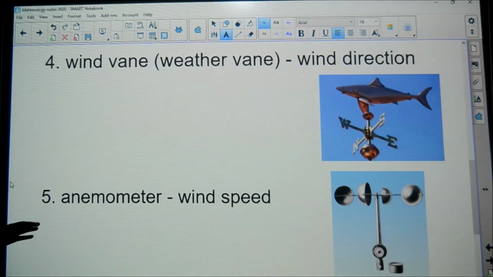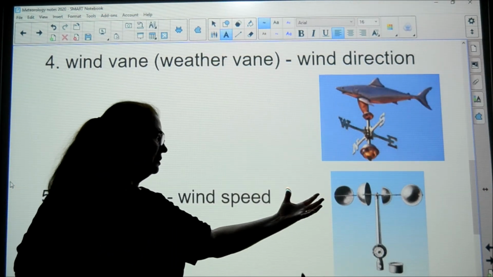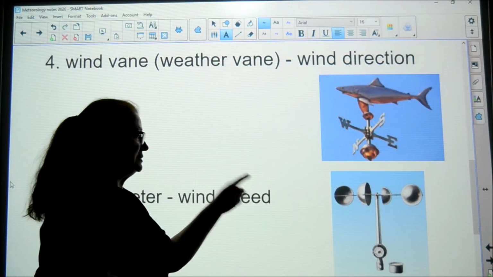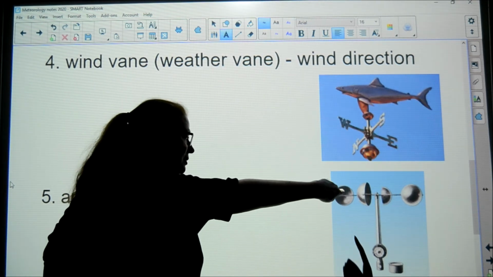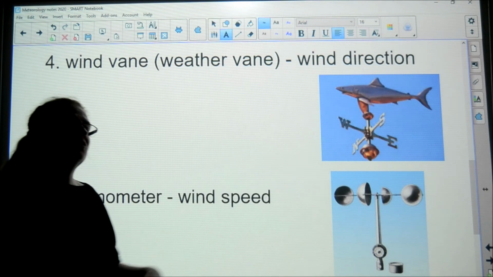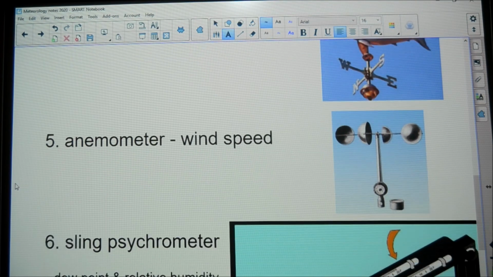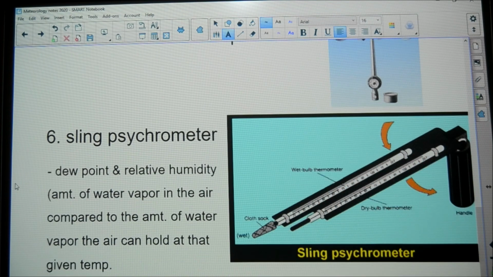Anemometer. So you have those cup-like objects, and what happens is wind hits the cup, the curve, and it forces it to move. The faster it moves, the greater the wind speed. Okay, and the sixth one is my sling psychrometer. A sling psychrometer you're going to use for dew point or relative humidity.